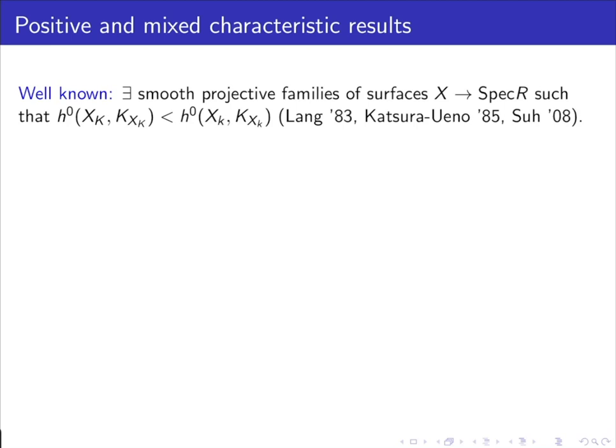So it's well known that Hacon's theorem, as stated, can fail. There are examples of families of surfaces, smooth projective families of surfaces, where the genus jumps. So the first plurigenus jumps. The first to give such examples was Lang in '83 by considering supersingular Enriques surfaces. Katsura and Ueno gave examples with elliptic surfaces, and much more recently, Su showed that this can happen even in the canonically polarized surface case.